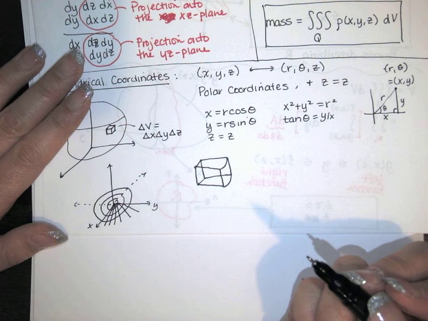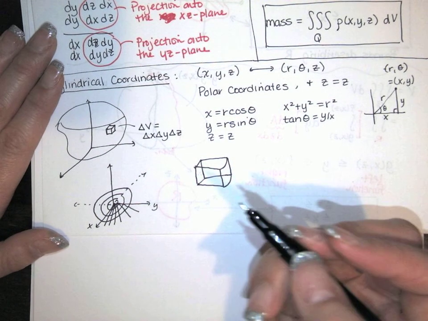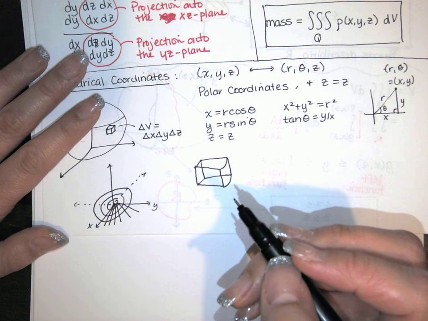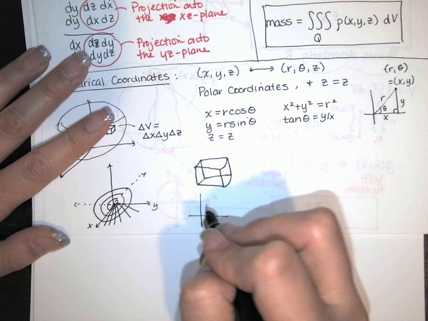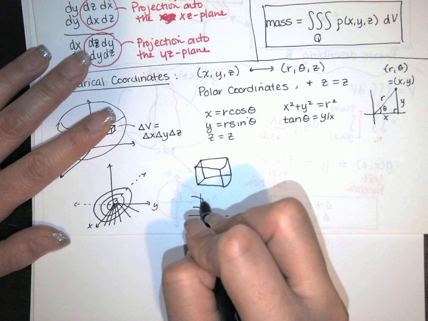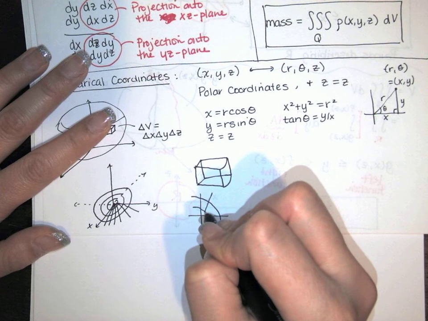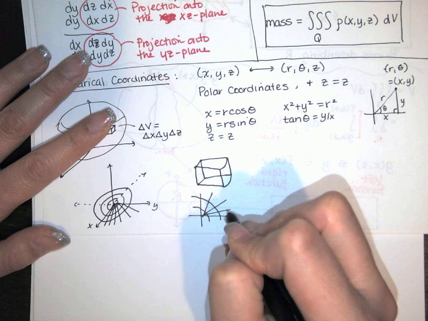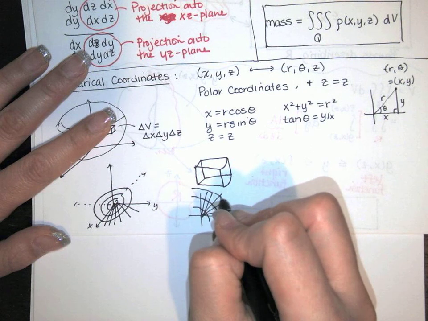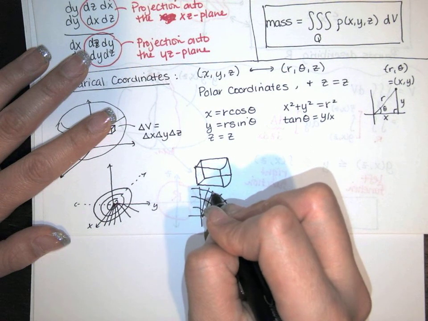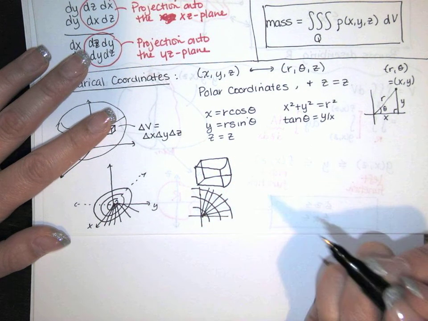Okay, that was my attempt at a little piece in polar coordinates. Actually, or cylindrical coordinates, excuse me. Let's look at an area piece in polar coordinates. Having trouble with my polar grids today. Okay.